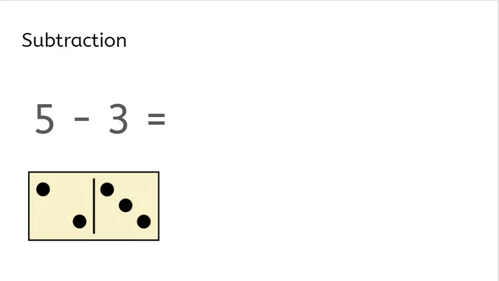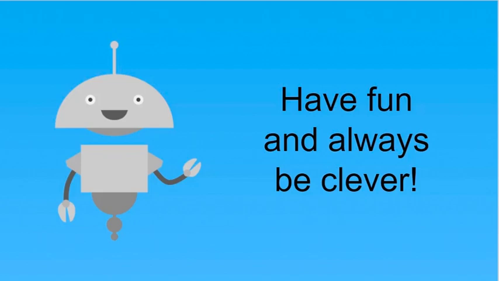Okay, let's try another one. Here, still with the same domino, we're going to do 5 minus 3 this time. Remember, 5 is the total number of dots that we have here, and we're going to take away 3. So this side is the side that has 3, and I'm going to mark it out to figure out how many we have left. 5 take away 3, or 5 minus 3, leaves us with this side. We have 1, 2 left. 5 minus 3 equals 2.